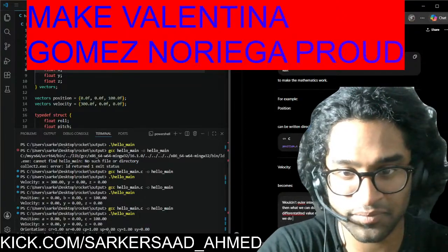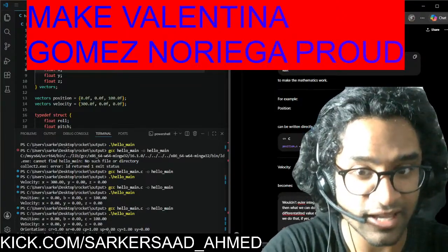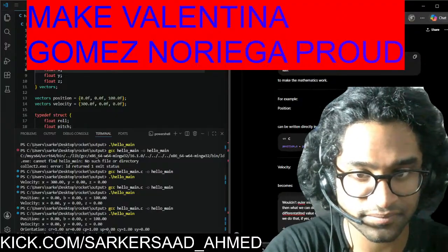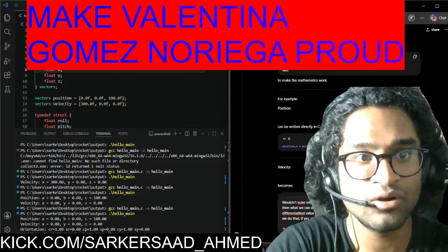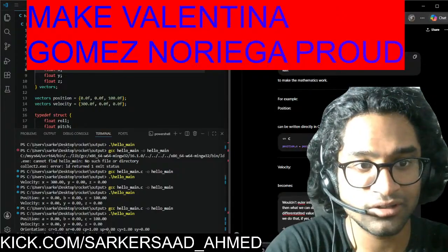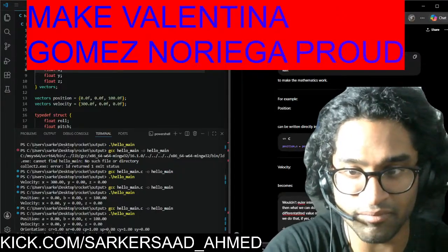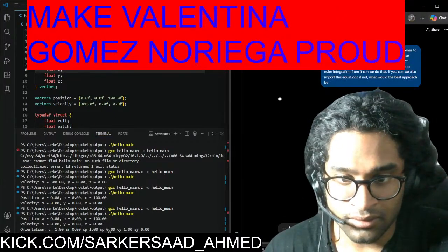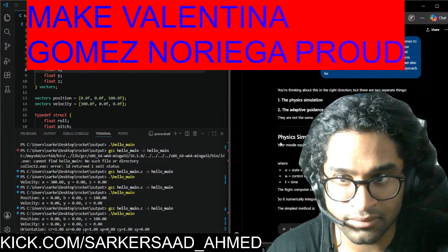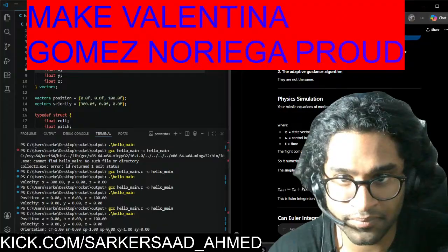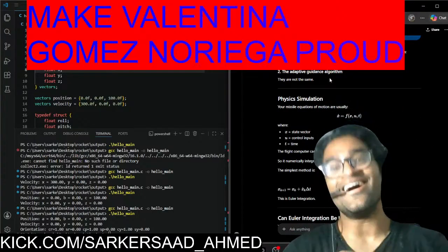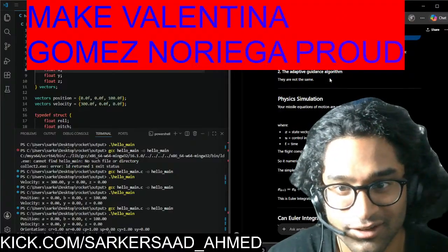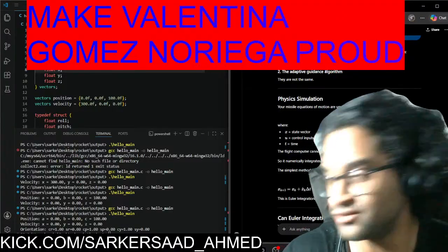Can we do that? If yes, can we also import this equation? If not, what would the best approach be? Ah, you need the adaptive guidance algorithm. I don't have that. Wait, I need that then. I'll just come back.